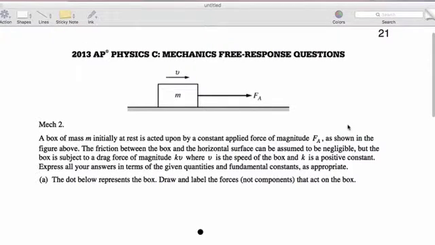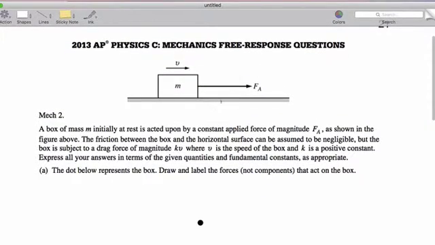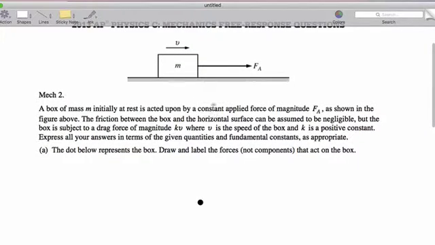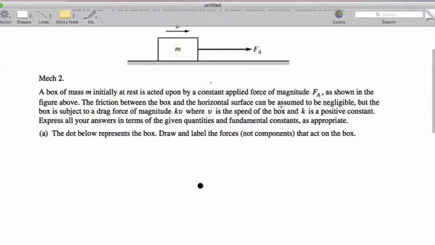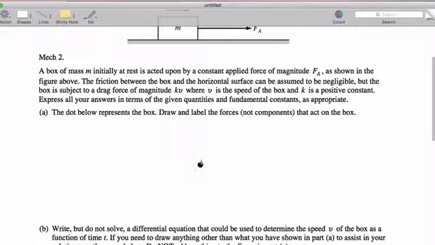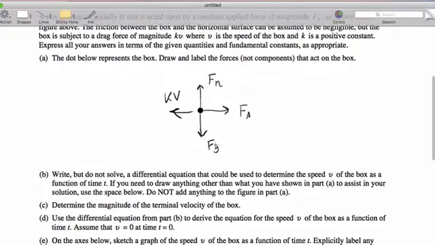We have a box that is being dragged to the right with a force, and it also has a drag force acting in the opposite direction. K is a positive constant, so let's go ahead and draw the forces acting on the box. We have a normal force, we have the weight, we have the applied pulling force that's constant, and we have this drag force kV like that.